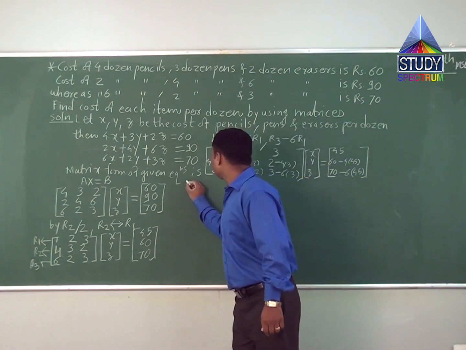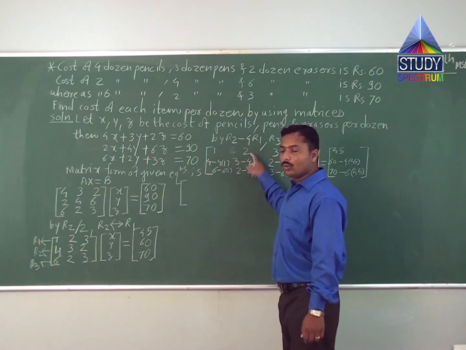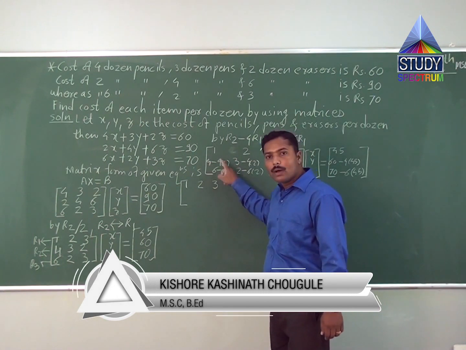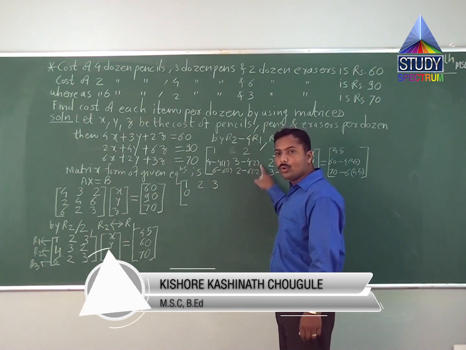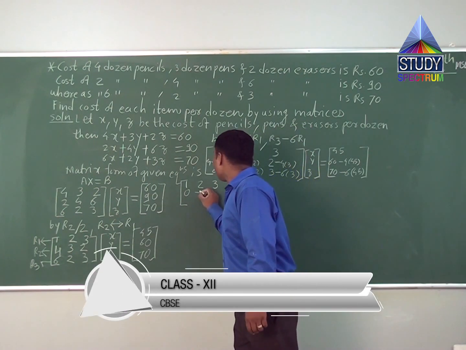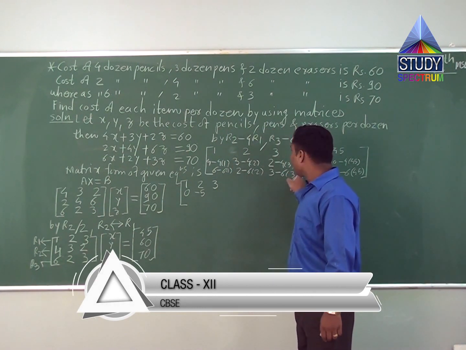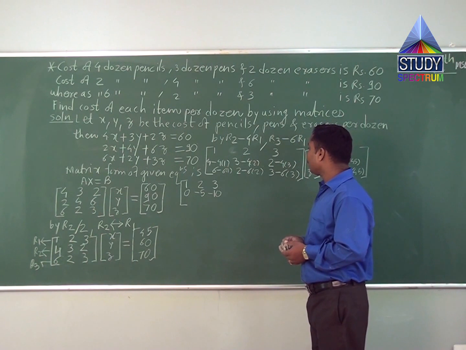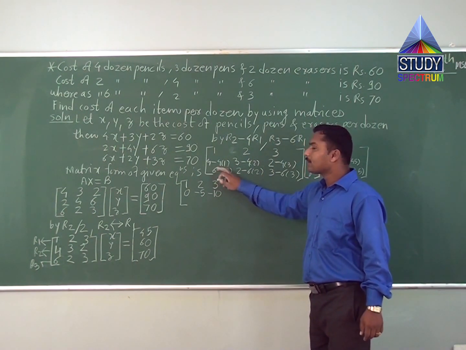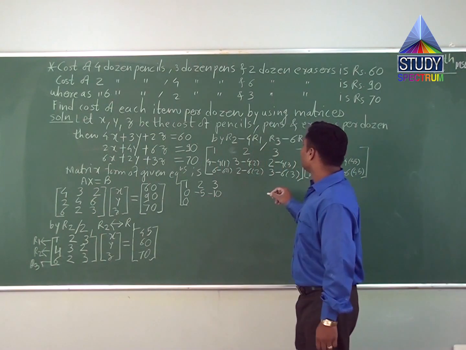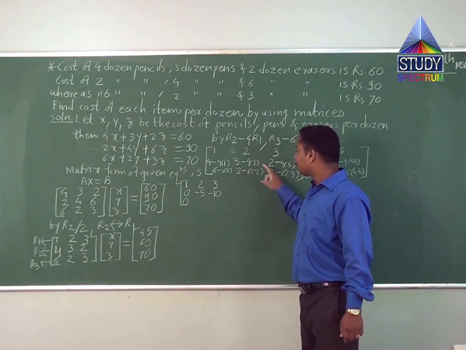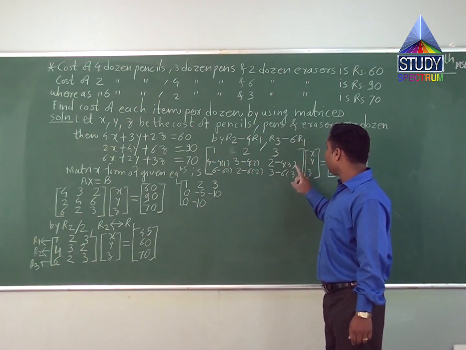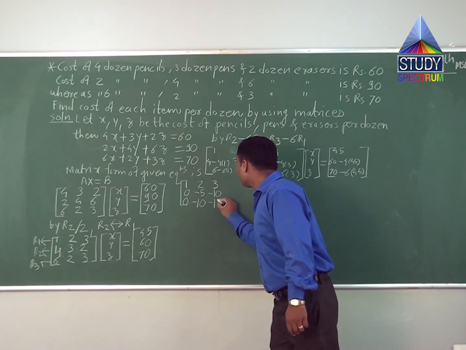Bracket complete. So we simplify this. What we get? 1 2 3. 4 into 1 is 4, 4 minus 4 is 0. 4 into 2 is 8, 3 minus 8 is minus 5. 4 into 3 is 12, 2 minus 12 is minus 10. 6 into 1 is 6, 6 minus 6 is 0. 6 into 2 is 12, 2 minus 12 is minus 10. 6 into 3 is 18, 3 minus 18 is minus 15.